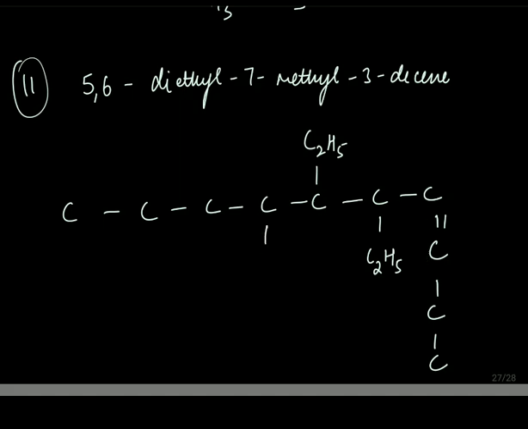Then 7. On 7 you have methyl. That's it. Done. So put the hydrogens. So we'll just check 1, 2, 3. So the 3 double bond is done. Then 4, 1, 2, 3, 4. Then 5: you have an ethyl group, 6 you have an ethyl group, 7 you have a methyl group. Yeah, this is done.